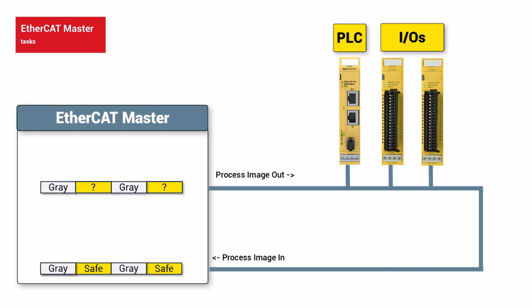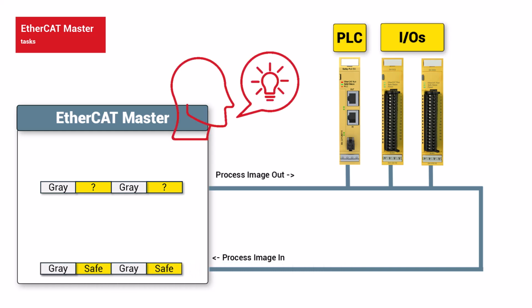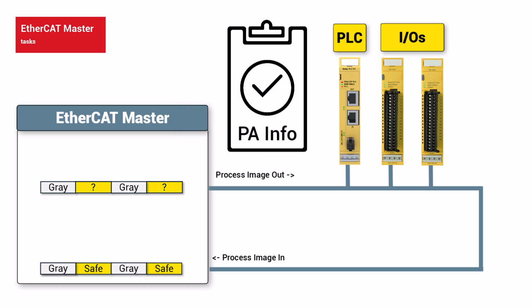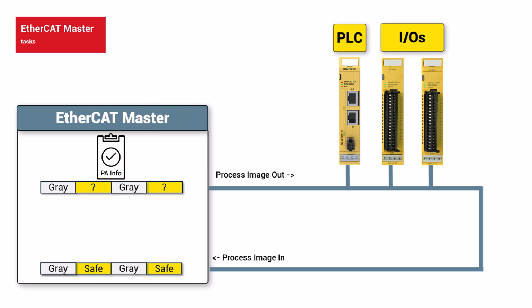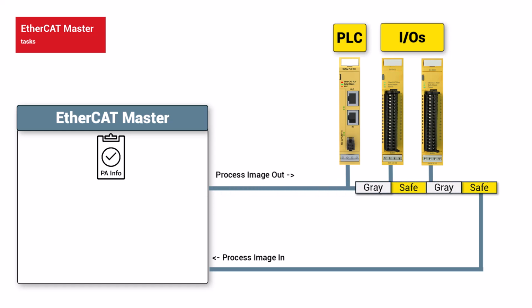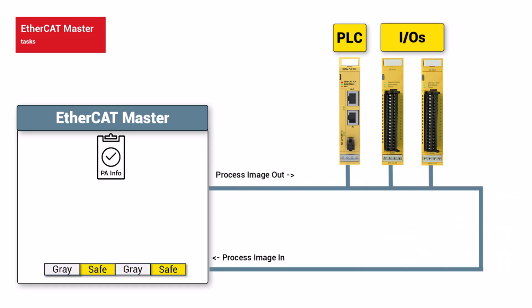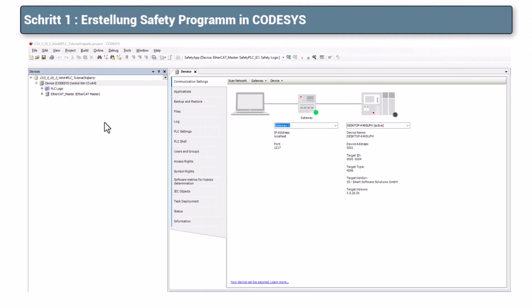What is the solution? Well, the EtherCAT master needs a complete description of the process image. This enables it to copy the safe input data to the correct positions of the safe output data. But where does this description come from? To clarify this question, practice is of course better suited than gray, or in this case, yellow theory.